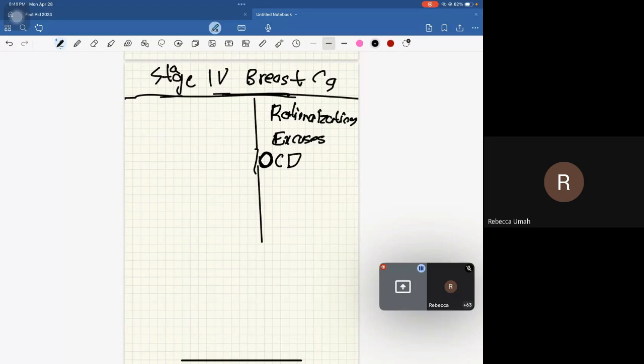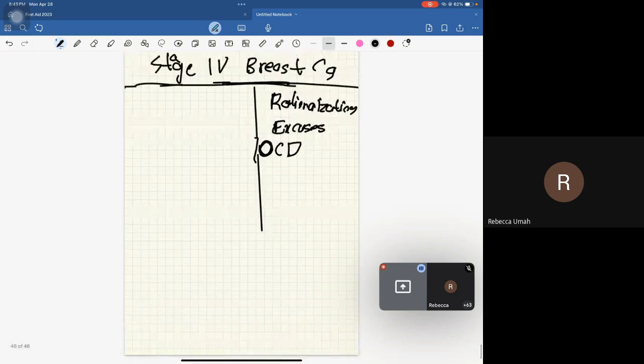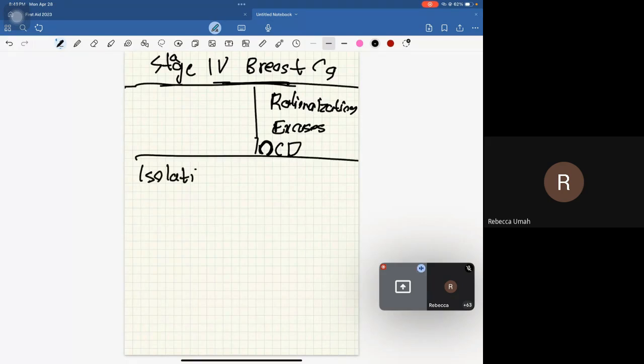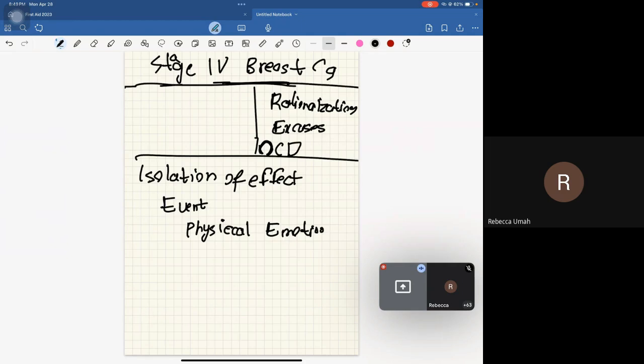Okay, now let's move on to isolation of affect. Isolation of affect is very simple. It occurs in times of some kind of trauma. Whenever there is an event, there are two parts to the event: the physical part and the emotional part. These two are interconnected. The physical part cannot happen without the emotional part, and the emotional part cannot happen without the physical part.